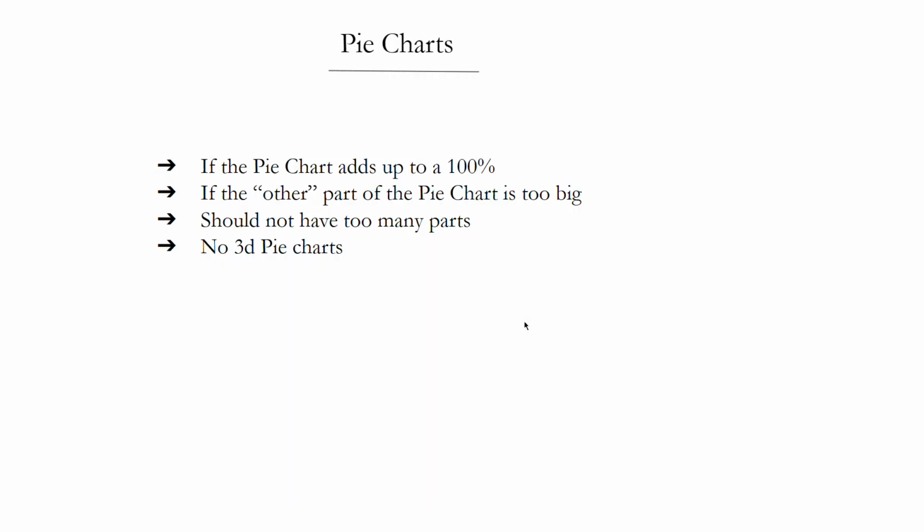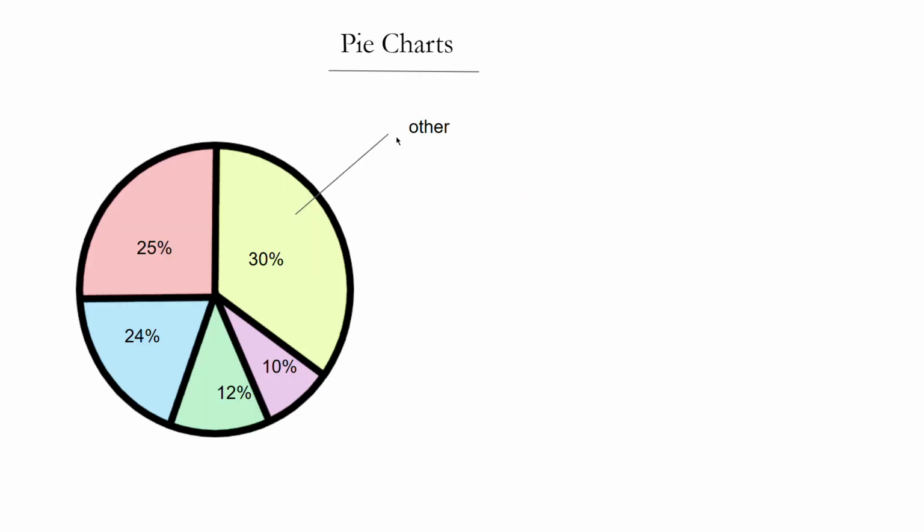What are pie charts? How to not get misled by pie charts. These are all the points that you have to be careful of when looking at a pie chart or taking information from a pie chart. Firstly, whether the pie chart adds up to 100%, whether the other part of the pie chart is too big, whether the pie chart has many parts, or if the pie chart is a 3D pie chart or not. I'll give you an example of each of these.